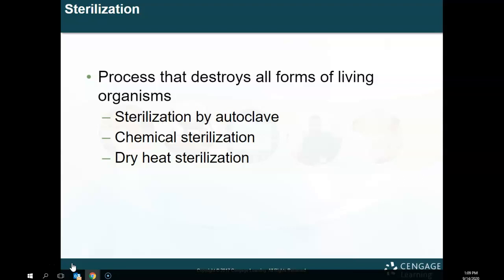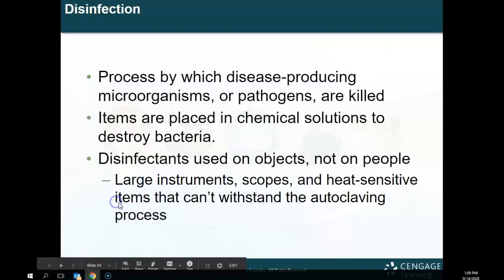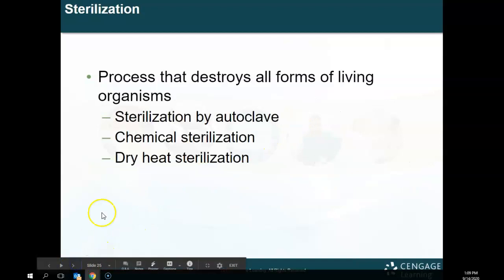Now, sterilization. This is your third and final one. It's the process that destroys all forms of living organisms. It kills everything. In disinfection, it only kills pathogens and microorganisms, right? Sterilization kills everything, by autoclave, chemical sterilization, or dry heat sterilization.